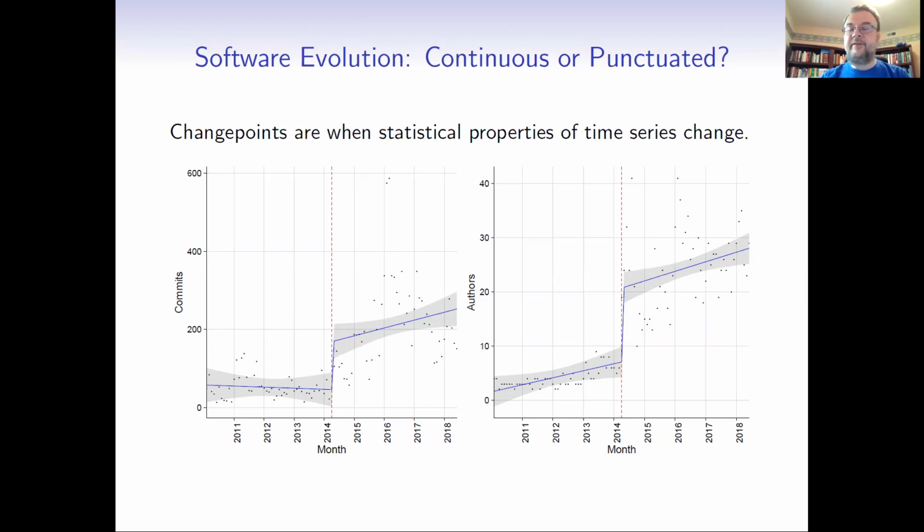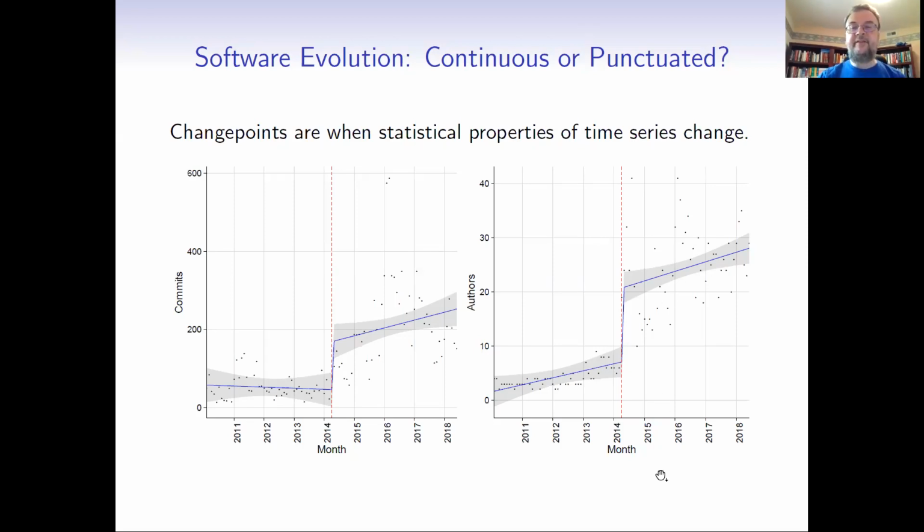Change points are places where the statistical properties of a time series change, like the mean or the variance. And we see both types of changes in these graphs from OpenSSL. The dotted red line is the date that Heartbleed went public, and we see a tremendous increase in activity and in the variance of activity after that point.